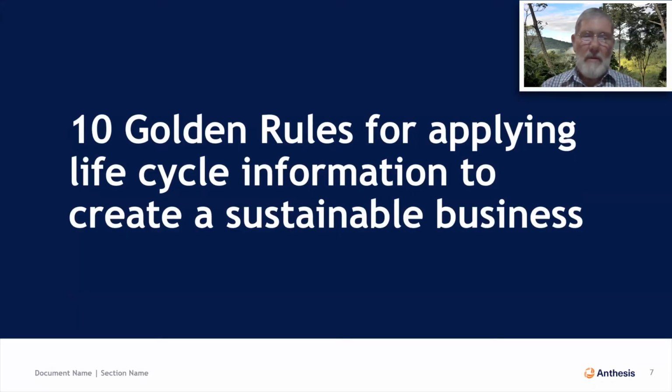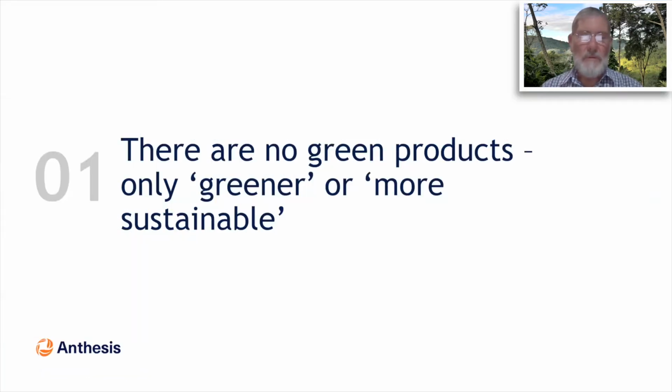So from that, we really came up with 10 golden rules, and I want to walk through each one of those, and I'll try to bring back these examples to make them relevant to each of the rules. So the first golden rule is there is no green products, only greener or more sustainable products.